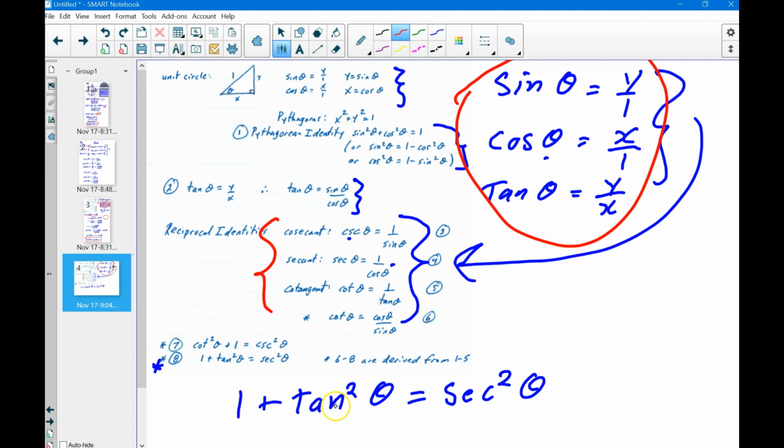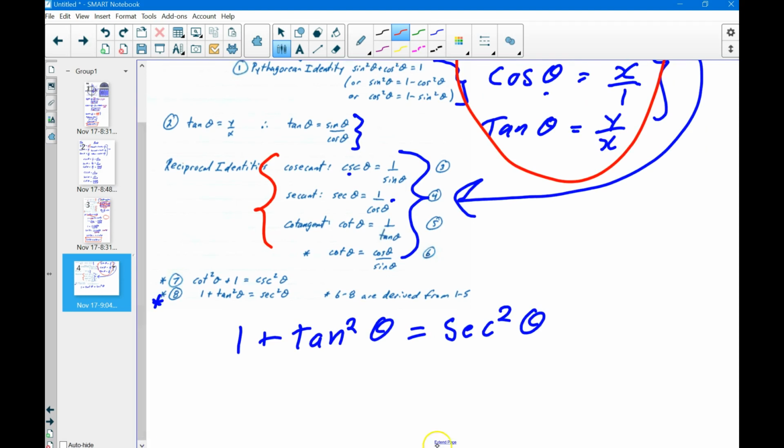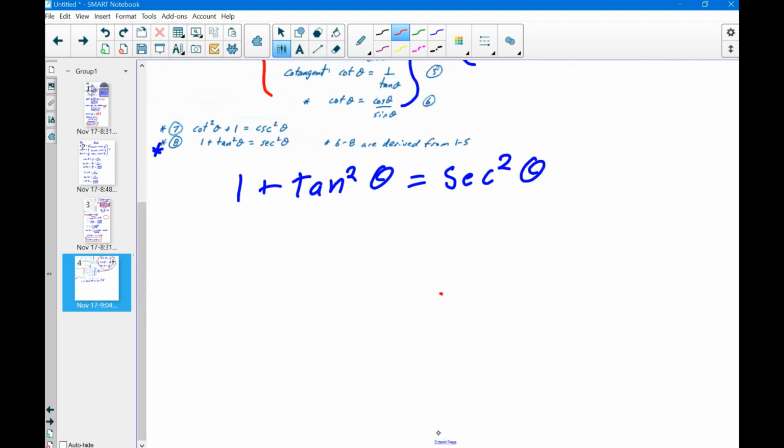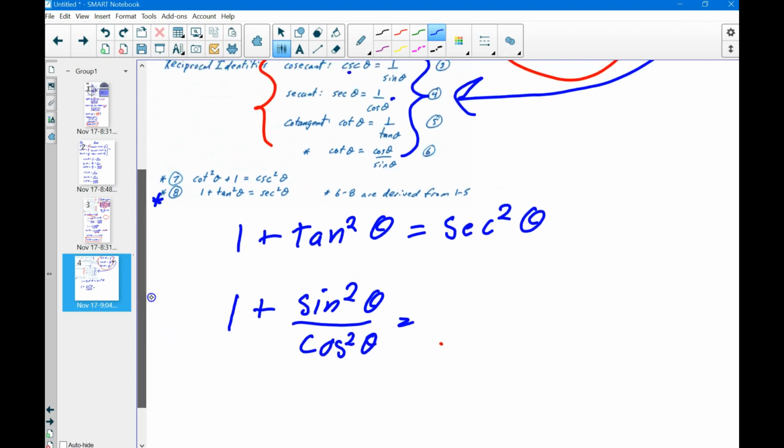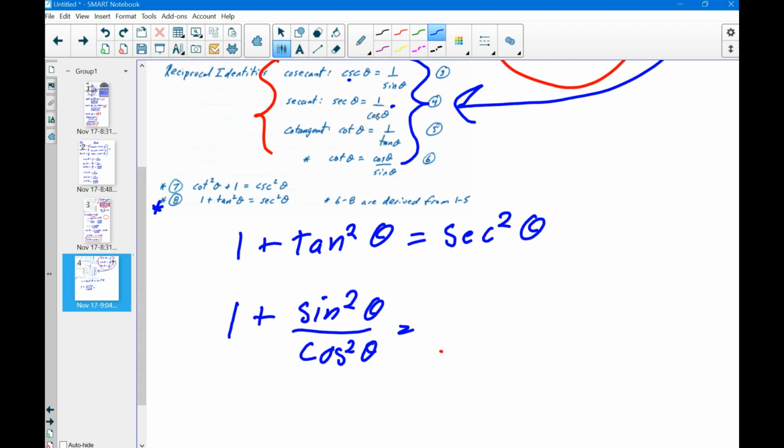So tan squared theta, we know that tan is actually y over x, which is sine over cosine. So let's put it on here and just work this through. So this means we have 1 plus tan squared is going to be 1 plus sine squared theta over cosine squared theta. And secant up here, we notice, or in the notes, secant is 1 over cosine. So secant squared is 1 over cosine squared.